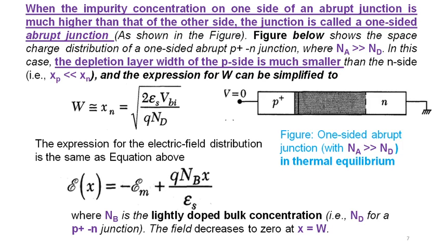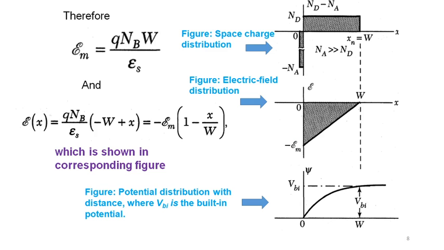So the equation becomes like this. For the electric field distribution we can write E of x is equal to minus Em plus q NB x over epsilon s, where NB is the lightly doped bulk concentration, ND for the p plus n junction, and the field decreases to 0 at x equal to W, meaning xn is equal to W, as the depletion layer width on the p side is very small and negligible. That's why we get these two equations. For this electric field, we can write Em is equal to q NB W over epsilon s, and the space charge distribution is the same as mentioned in the equation.